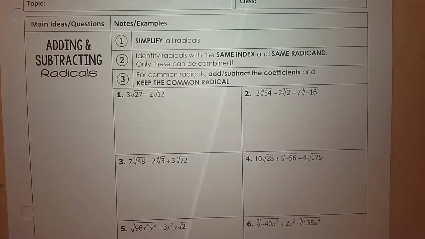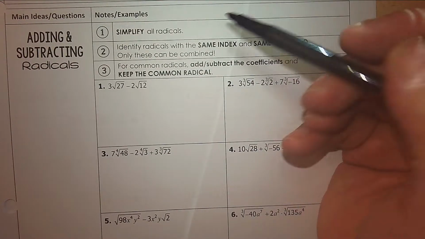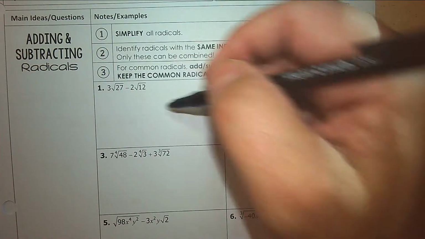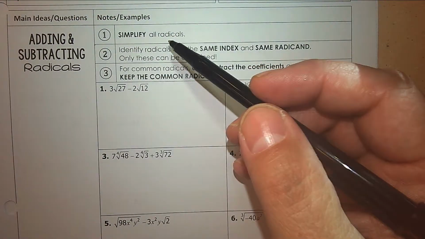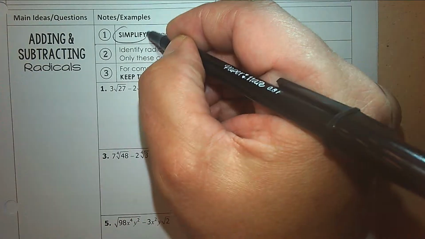Adding, subtracting, and multiplying radicals. Now that we know the rules, we can practice them, and what we don't practice, we'll forget. So, let's look at the steps we're going to follow. Step 1 is that we're going to simplify the radicals first, before we do anything else. So step 1 is to simplify.